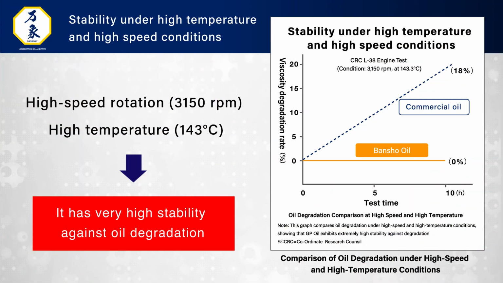This graph shows the rate of oil viscosity degradation over time. Under high-temperature, high-speed conditions, at 3,150 revolutions per minute and an oil temperature of 143.3 degrees Celsius, even after 10 hours of continuous operation, Bansho Oil shows virtually no degradation. In contrast, conventional commercial oils steadily lose viscosity as time passes. This demonstrates that Bansho Oil possesses exceptional stability and resistance to high temperatures and high-speed engine conditions.